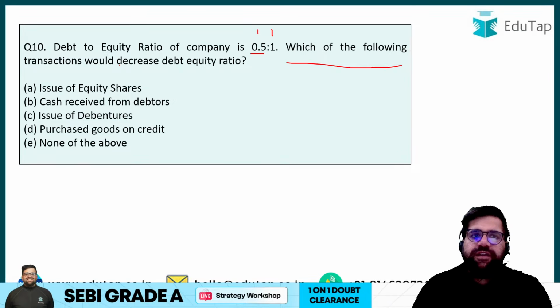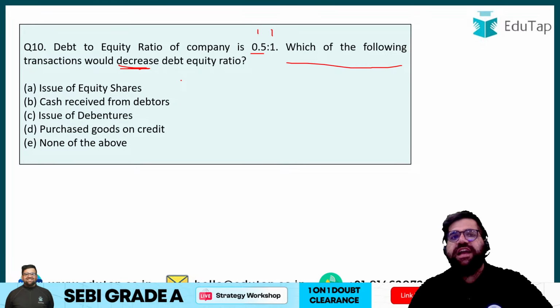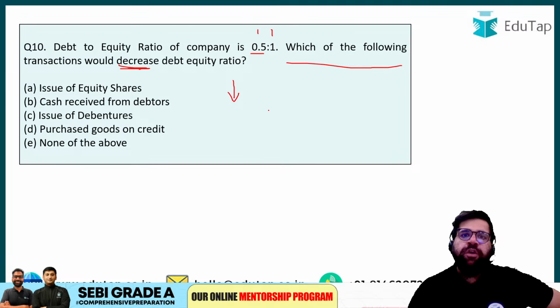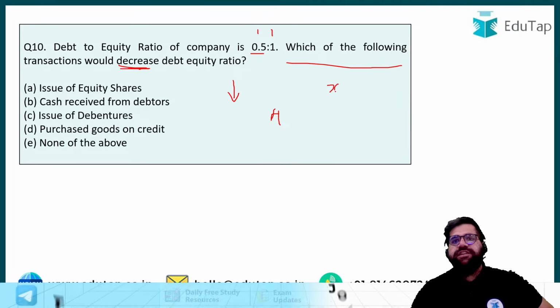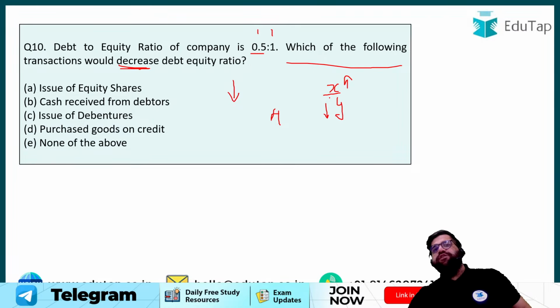Which of the following will decrease debt to equity? So if a fraction has to be decreased, either you decrease the numerator or you increase the denominator. This is what happens, right? If a fraction is there, x is to y, and I have to increase this fraction, I will either increase the numerator or decrease the denominator. In both cases, the fraction value will increase.